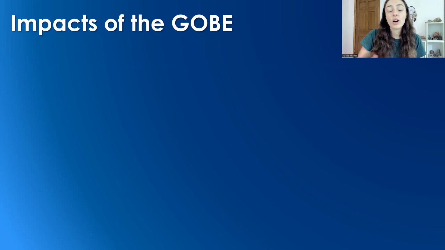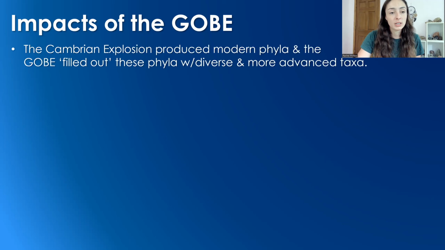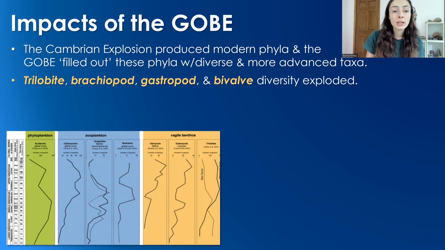So those were all the main causes or potential contributions to the GOBE event, but what were the impacts of the GOBE? Well, you can think of it like the Cambrian explosion produced modern phyla, or at least early representatives of modern, major groups of animal organisms. But the GOBE is what eventually filled out these phyla with very diverse and more advanced taxa or species. For example, trilobites, brachiopods, gastropods, and bivalves exploded with diversity during this time.